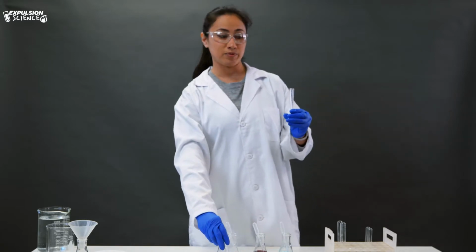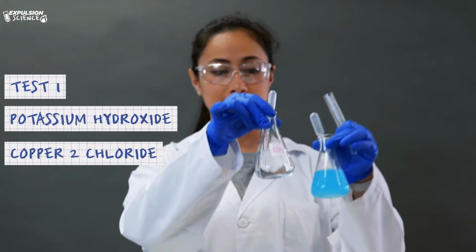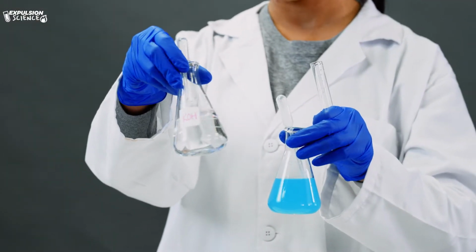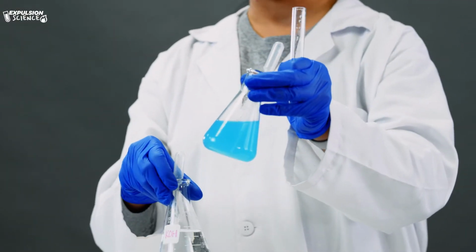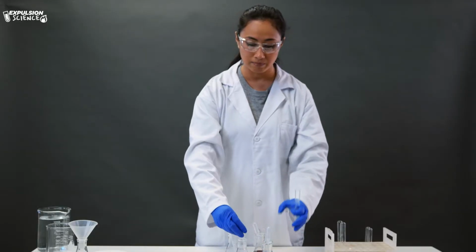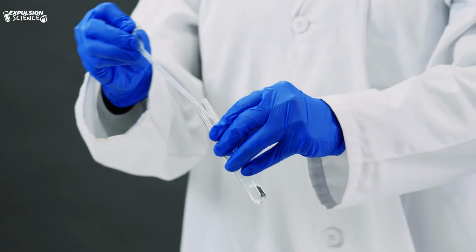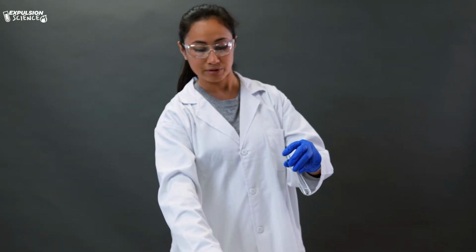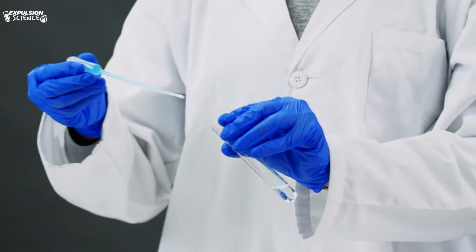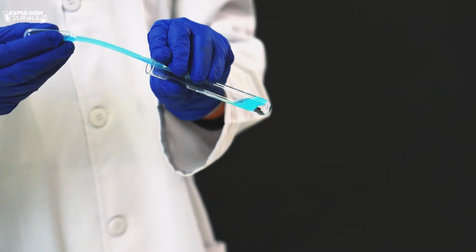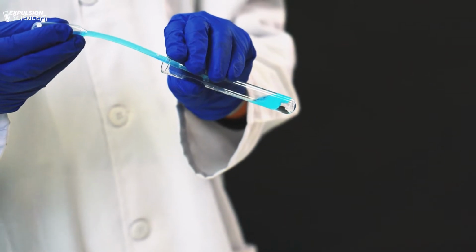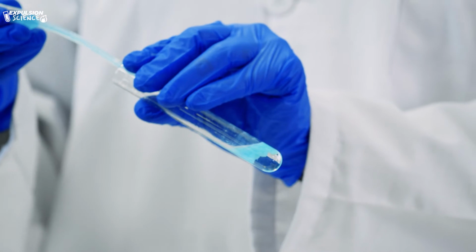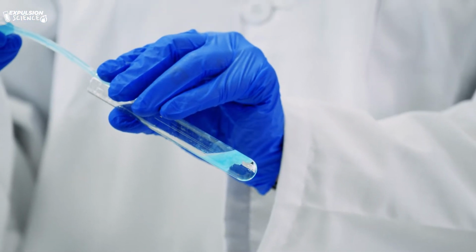The first mixture we'll be observing is potassium hydroxide and copper 2 chloride together. So notice how potassium hydroxide has that colorless look to it and copper 2 chloride has that bluish color. So I'm going to start by getting a pipette full of our potassium hydroxide, and then I am going to get another pipette full of our copper 2 chloride. We are going to slowly put a few drops of our copper 2 chloride with the potassium hydroxide. Now notice how once they interact, there is a cloudish substance that appears.